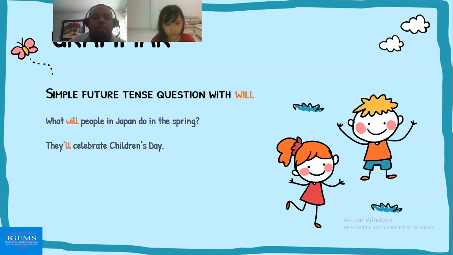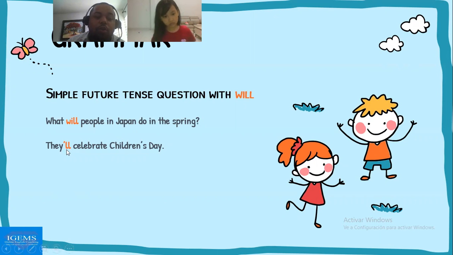I would like you to help me reading this. That is the simple future. The simple future tense has questions with the will, and the will part indicates the future in English. For example, could you please read this sentence? What will people in Japan do in the spring? That is right. What will people in Japan do in the spring? But look at here.